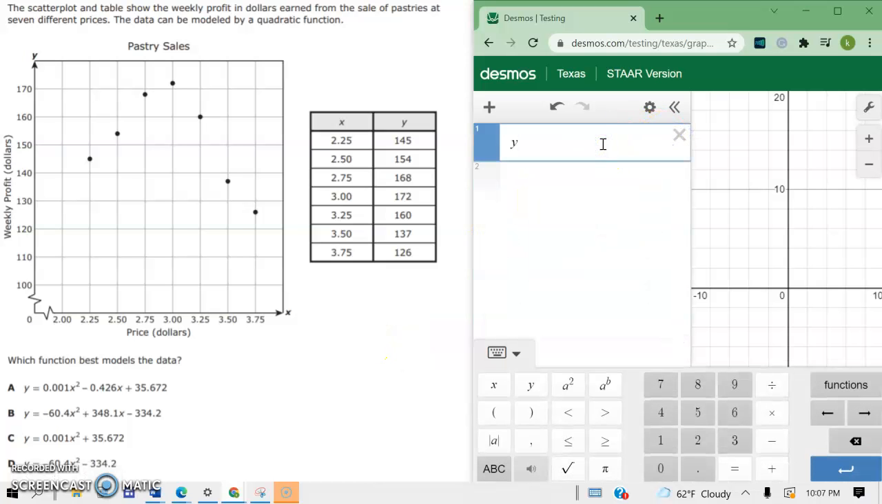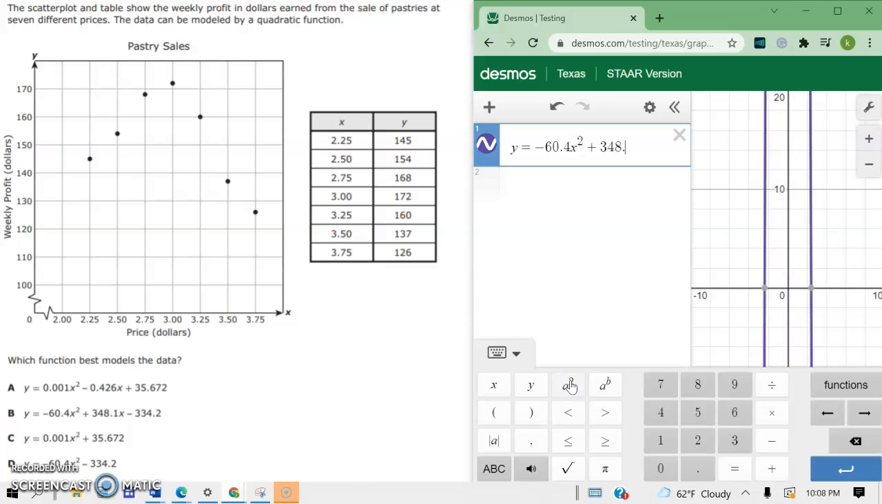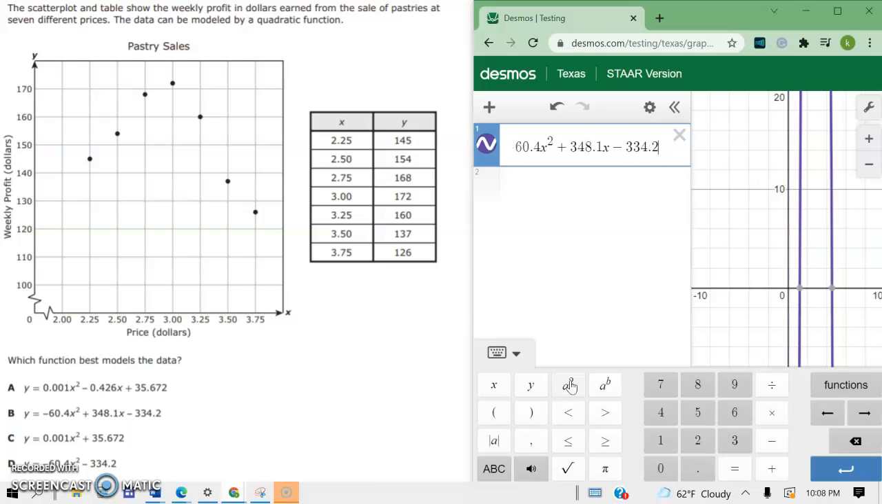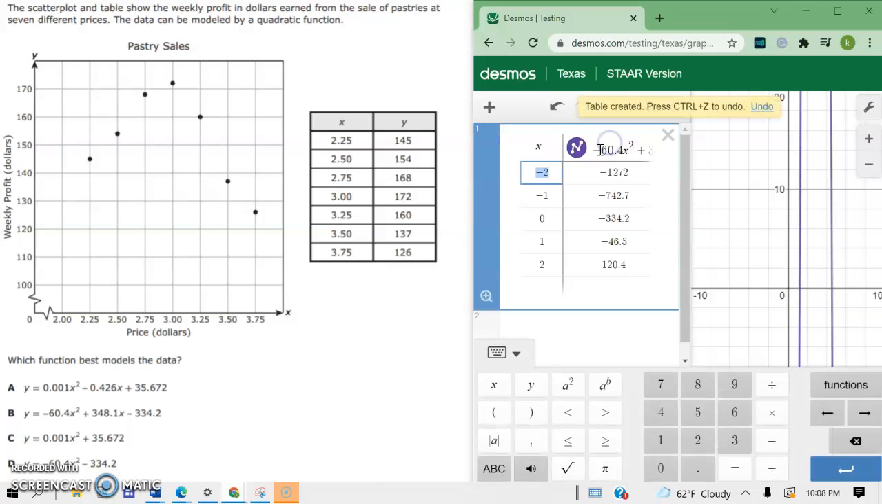So it's going to be y equals negative 60.4x squared plus 348. This is what we call an approximation value, whatever's close to it. Then from here, click on the gear, convert it to a table, and let's start putting in our numbers. 143, okay, it's kind of close to it, it's better.